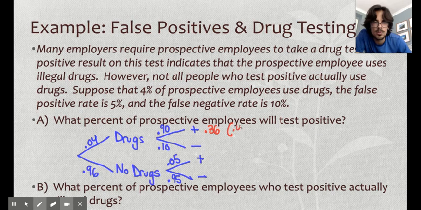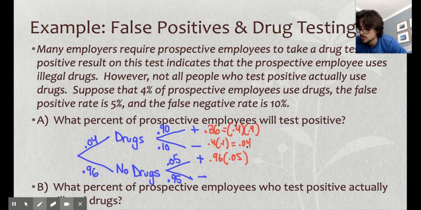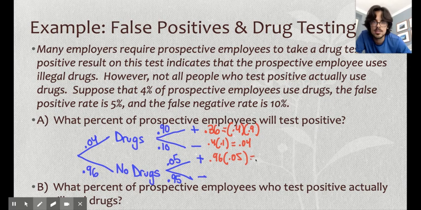Sometimes it's helpful, if you don't want to show that work later, you can just show it right here. So I can do 0.4 times 0.10 is 0.04. As long as the work is somewhere on your problem, you're in pretty good shape. 0.96 times 0.05 is 0.048. And then 0.96 times 0.95 is 0.912.